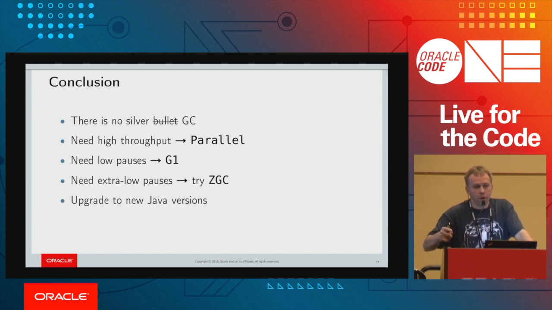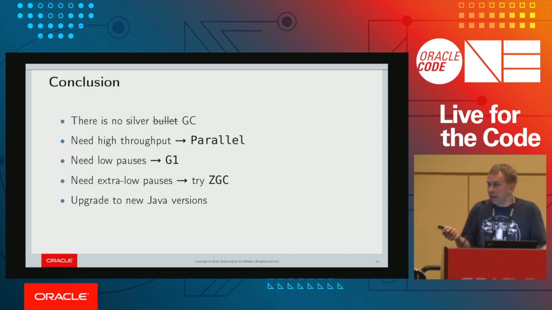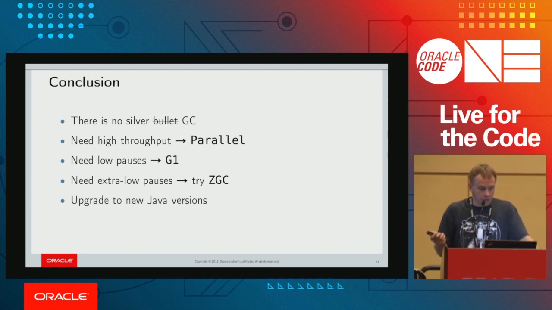The more of you try ZGC, the more feedback we will get. The more bug issues we will create, the faster ZGC will appear in production. Don't worry that it's only experimental. Don't forget to upgrade to a new Java version. I'll show you, Java 10 is better than Java 9, and Java 9 is better than Java 8 from a performance point of view.